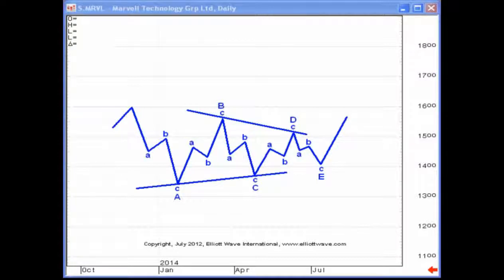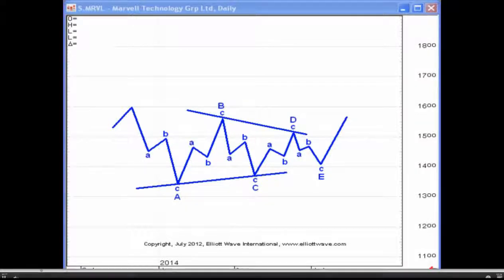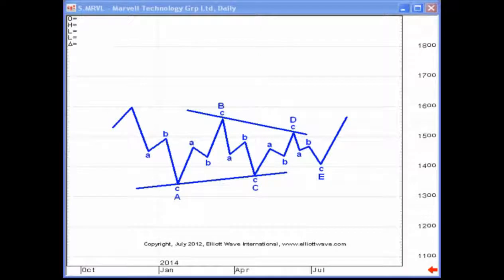As you know, there are two types of modalities with respect to waves in regard to the wave principle. You have motive waves and you have corrective waves. In the motive wave family, you have impulse waves and ending diagonals or diagonals. In the corrective portion, you have zigzags, flats, and triangles. In recent days we've examined zigzags and flats. Today we're going to examine the triangle.